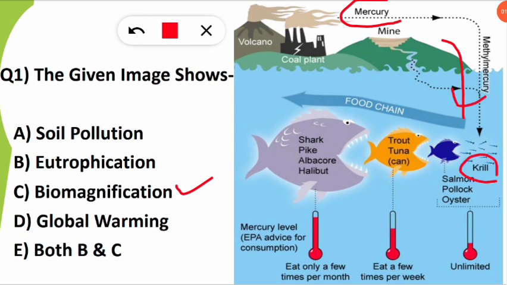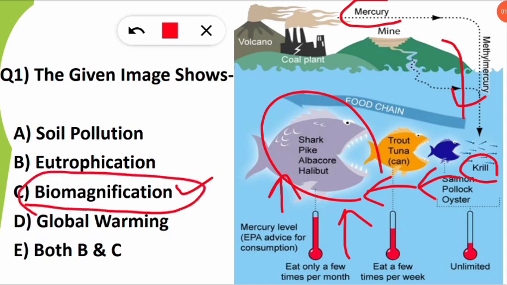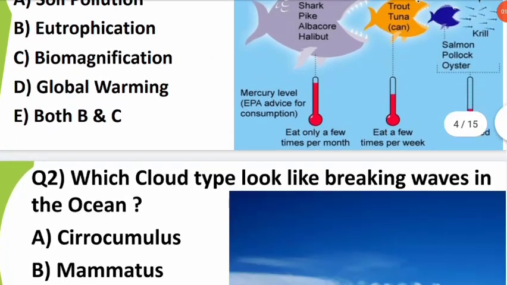Then the small krills are taking up, and as it moves from one trophic level to the higher trophic level, that is the higher fishes, then its level increases. As you can see, the mercury level increases from one trophic level to another. It shows the biomagnification process, that is the increase in the concentration of any pollutant or elements from one trophic level to another. Let's move to the second question.